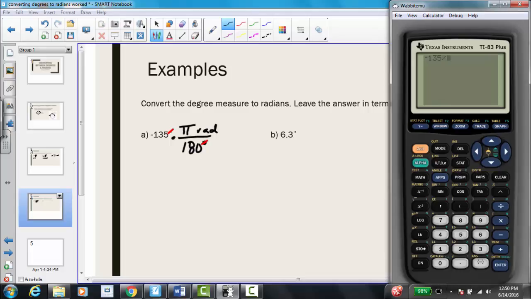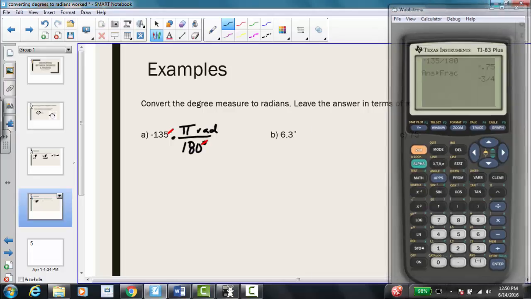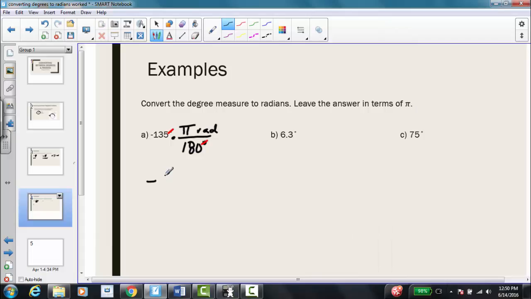Putting this first example in my calculator, I have negative 135 divided by 180. For those of you not familiar with the TI-83 calculators, I get a negative 0.75, but I want that in fraction form. So if I hit the math button, you can see the first one is fraction, so I hit enter, enter, and that's going to convert it into fraction form for me. So I get negative 3 over 4, so I get negative 3 pi over 4 radians.